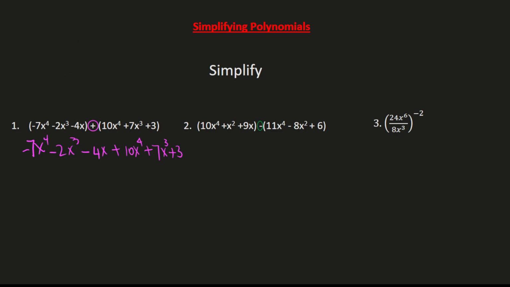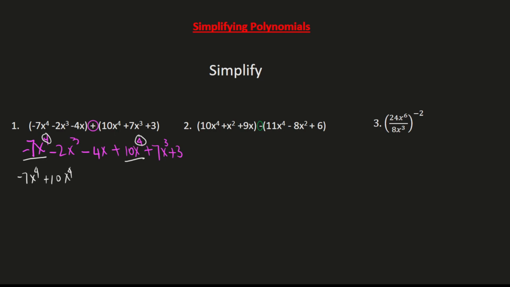Step number 2, we just put the like terms together. When I say like terms, we get the 4 here, and over here we get the 4 again. So we get two terms that have exponent 4. So let's put these two terms together. This is minus 7x to the fourth plus 10x to the fourth. These are the first two.